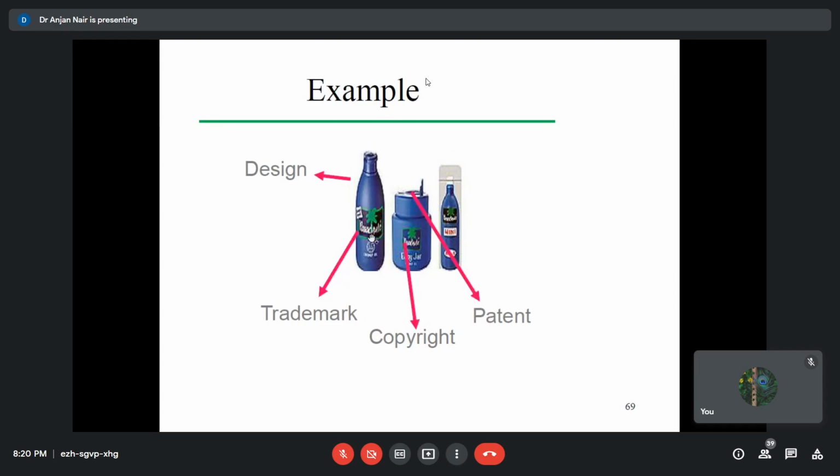The name, the word Parachute, and how it is written, and also the logo of a coconut tree in the center, have been given a trademark. The name has been given copyright. So many IPs are involved in a very small product like this.